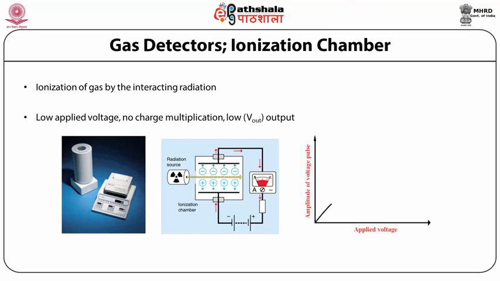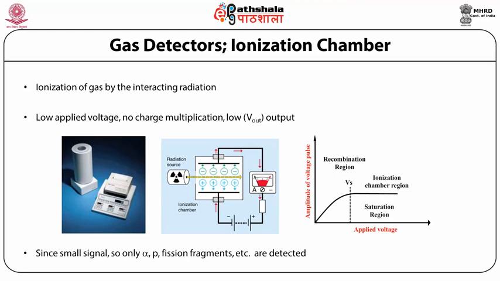Basically, pictures of a commercial ionization chamber are given. On the left hand side, the process is explained, in the middle picture, and the behavior of applied voltage is shown on the performance of the detector in the rightmost slide. Since a small signal is generated, only alpha, proton, fission fragments, etc. are detected with the help of the ionization chamber.